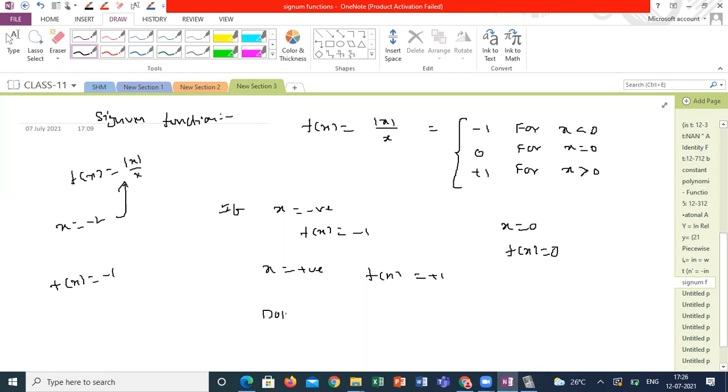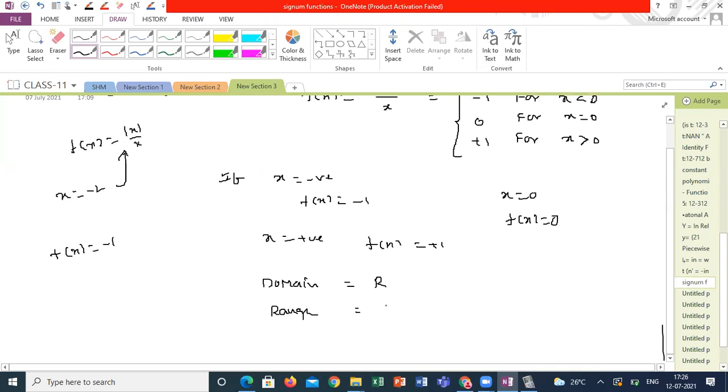So domain is what? I can say R. Range is what? Anyone can explain the range here? What is the range? Yeah, please. The closed interval -1, 0, +1. Yeah, it's not an interval. Is there any value? If I'm saying -1 comma +1, are you getting any answer like 0.9? For any x value, are you getting 0.9? No, sir. Okay.